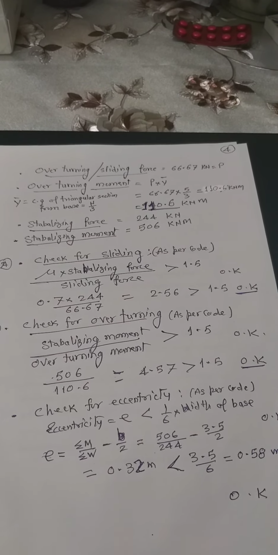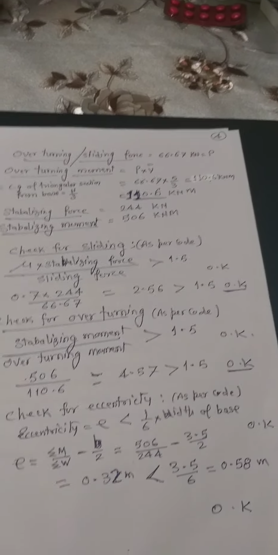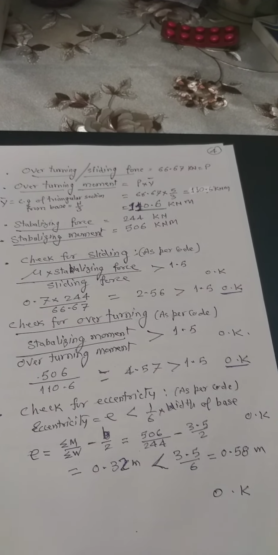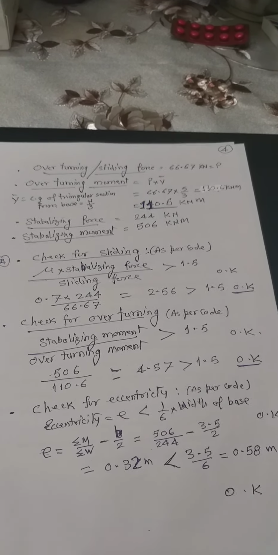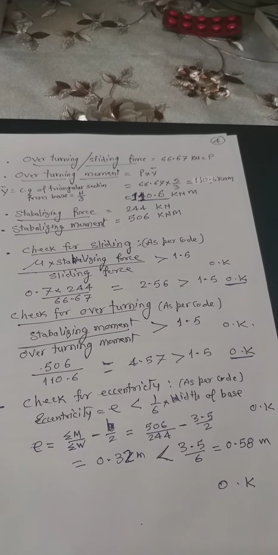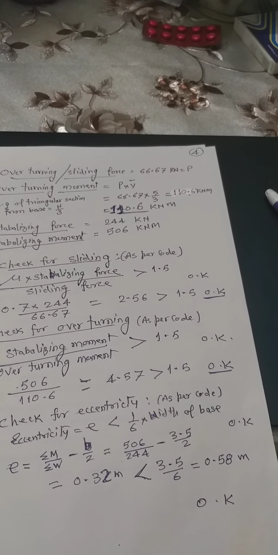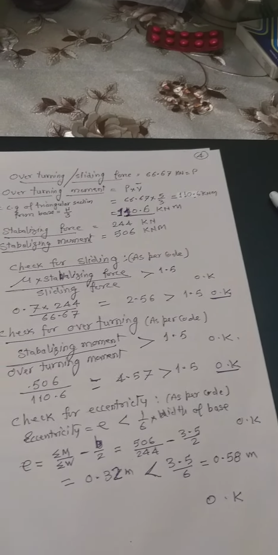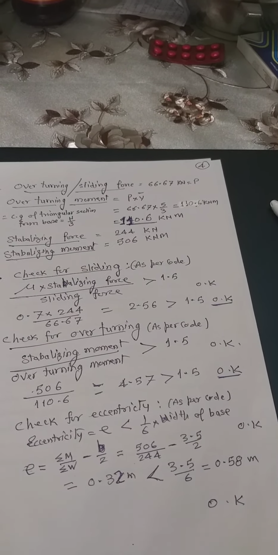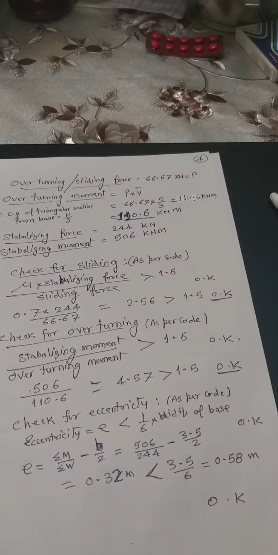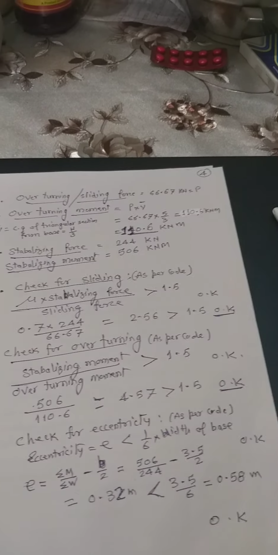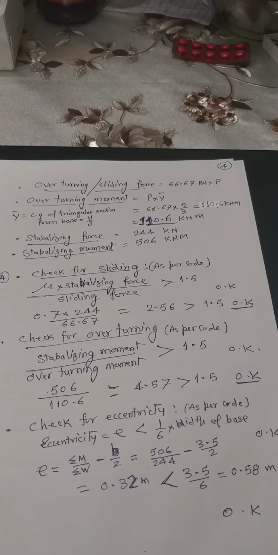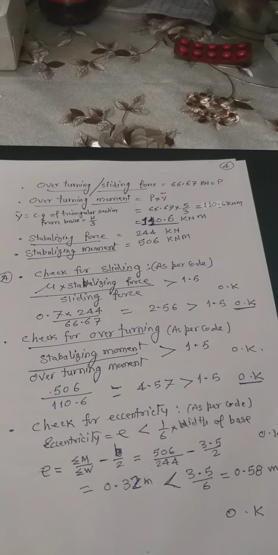Now we have got two parameters. One is the stabilizing moment and another the overturning moment. The code also gives the ratio between the two and says that the ratio of the stabilizing moment to the overturning moment should always be greater than 1.5. Then we can say yes, our design is okay, our calculation is okay, our checks are okay.